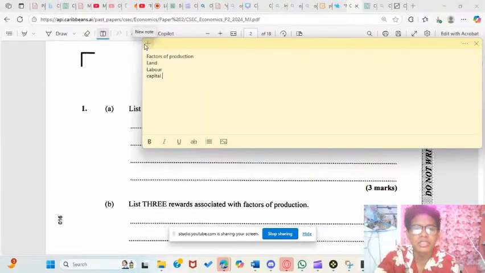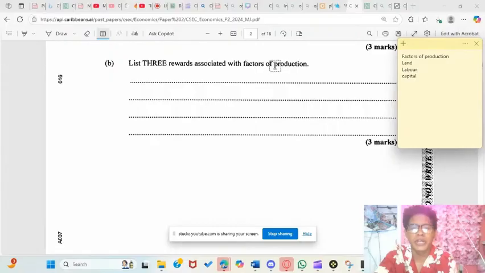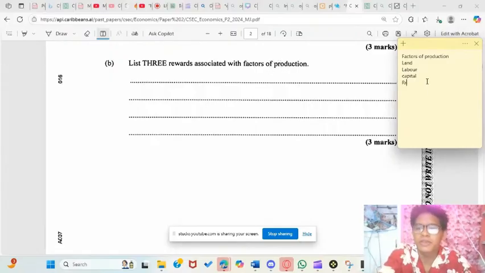So factors of production mainly include land, labor, and capital. So we have that right out of the way. Factors of production: land, labor, capital. These three were your stated factors of production. So with the rewards for factors of production, let's put that right here. Rewards for the factors of production.